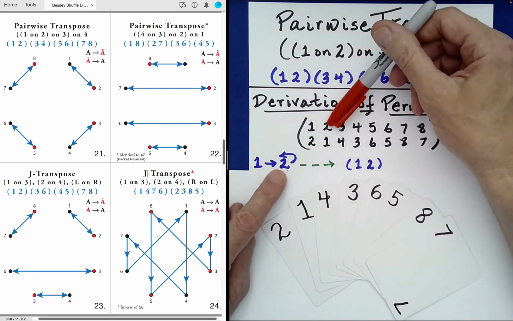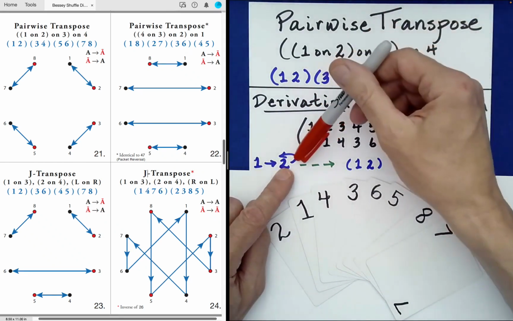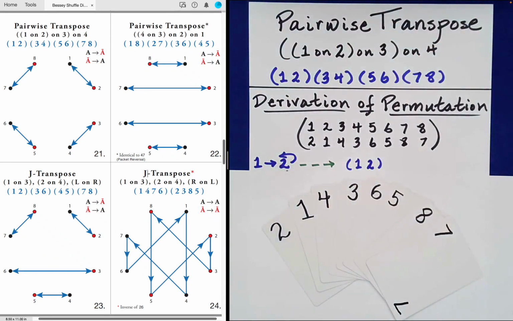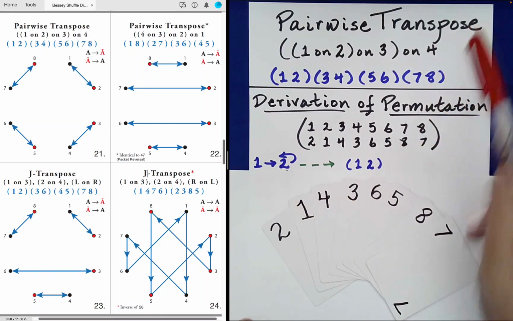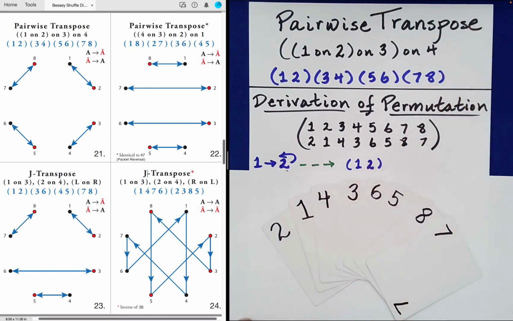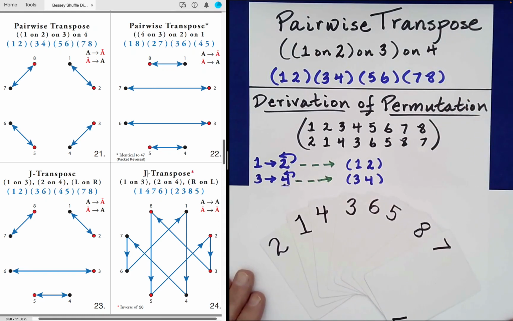2 cycles back around to 1. So we get a completion of that cycle. It's called a 2-cycle, which is also referred to as a transposition, which is interesting if you think about the name of the shuffle. So we have a transposition there. Now what happens with 3?